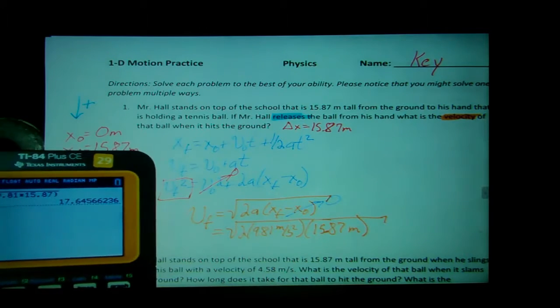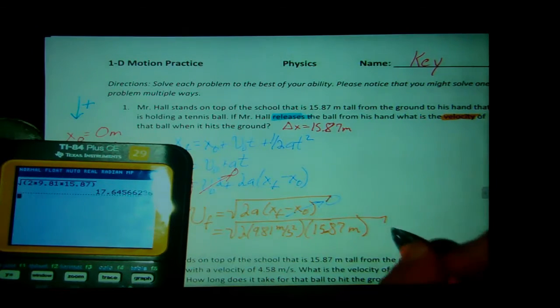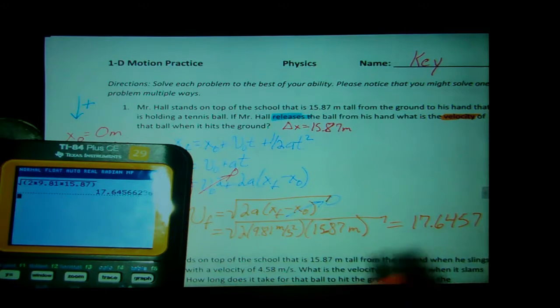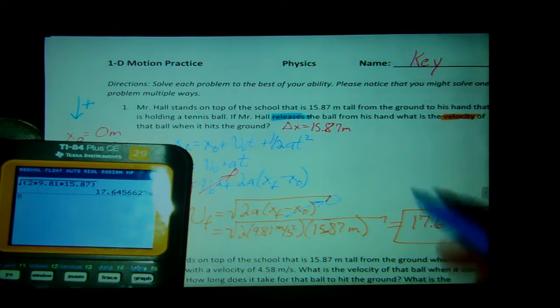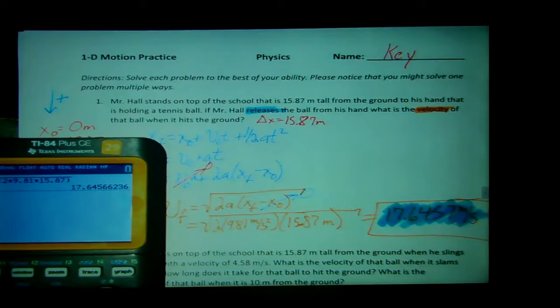Alright, so in this, hopefully you can see this. All I've done is punch that in the calculator. And I end up getting 17.64537, and this is velocity in meters per second. That's what I got, doing it by myself. That's awesome. I'm happy. It means you're learning. I got it too.